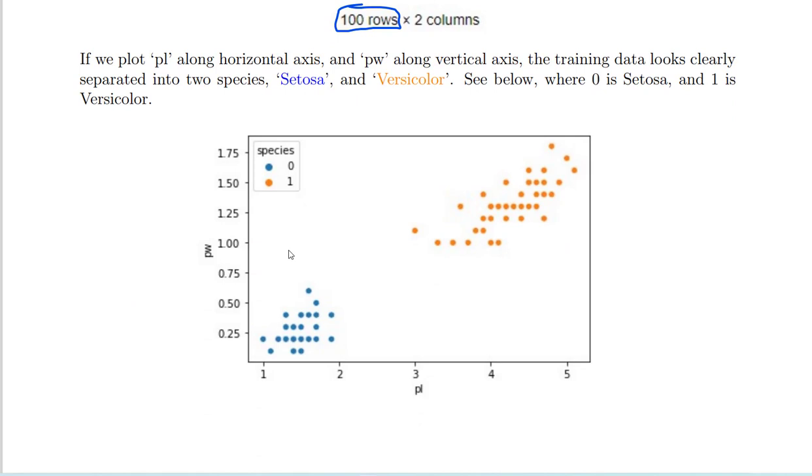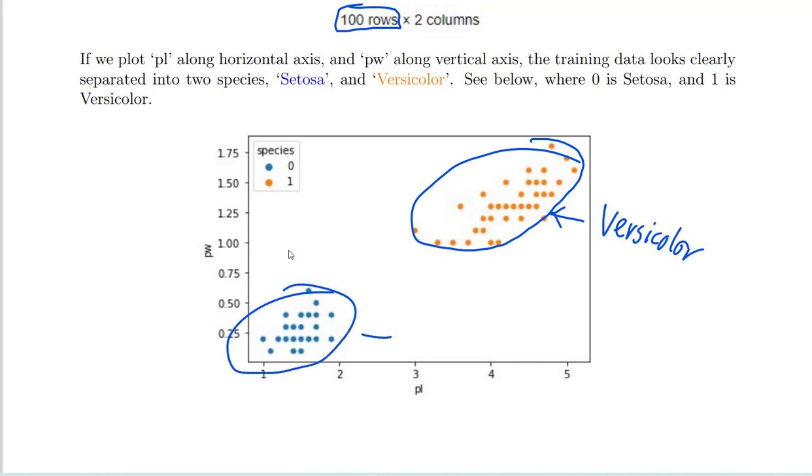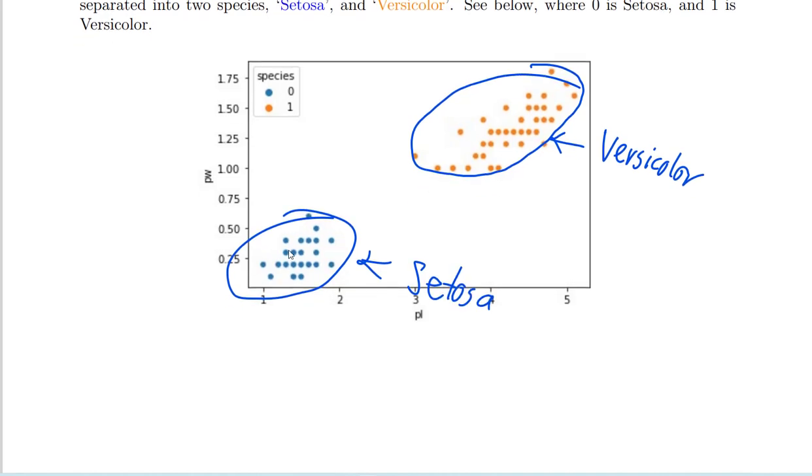If we plot these data points in 2 dimensions, here is what they look like. So there are 2 clusters. This cluster belongs to Versicolor. The other group belongs to Setosa. So there are 2 distinct classes, and here blue is species 0, so 0 means Setosa, and orange, which is 1, means it's Versicolor.